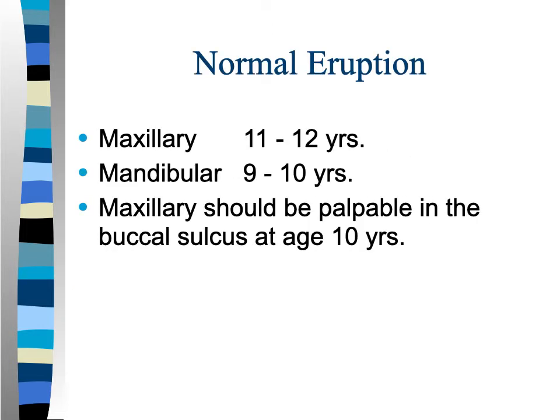It's important to know the normal eruption times so that you know that a tooth is impacted or not. In the maxilla, eruption of the canine is usually 11 to 12 years, in the mandible 9 to 10 years. It's very important to know also that the maxillary canine should be palpable in the buccal sulcus at the age of 10 years, and we will talk a little bit more about that in detail later on.